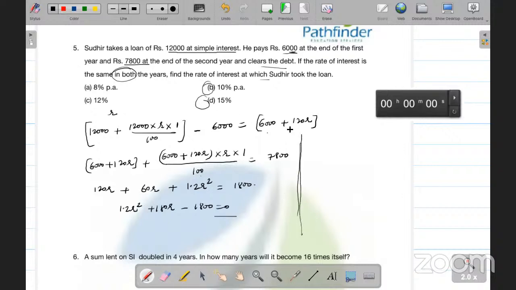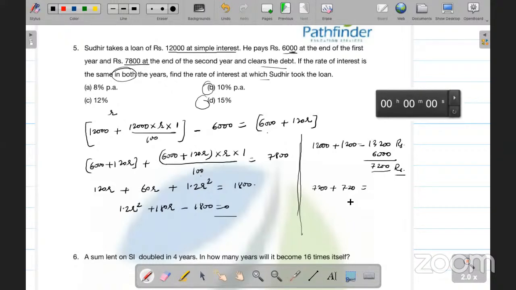So suppose I start with 10%. The interest in 1 year at 10% will be 1200. So the amount at the end of 1 year will be 12,000 plus 1200, that is 13,200 rupees, from which Sudhir pays off 6,000 rupees. So what is the amount remaining? The amount remaining is 7,200 rupees, right? And on this again, there is a 10% interest. So 720 rupees as interest.